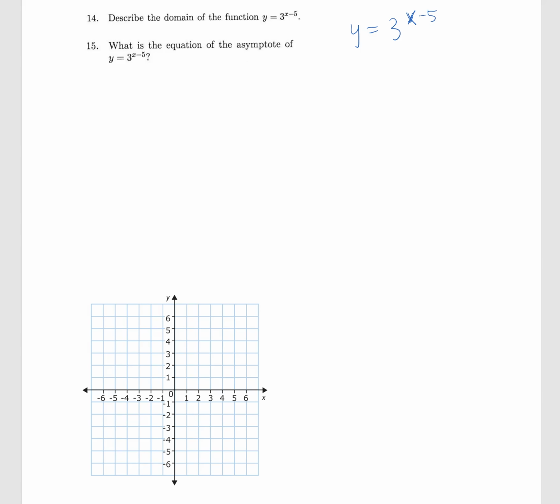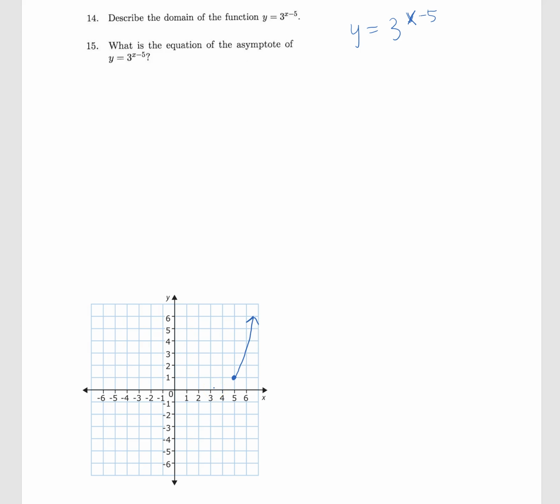What I'm going to start out with is graphing what this function will look like. When x is equal to 5, the exponent is going to evaluate out to 0, and 3 to the power of 0 we know is 1. So when x is equal to 5, y should be equal to 1. As x gets greater than 5, this exponent is going to be a positive number, and 3 to the power of a positive number is going to get increasingly big as x increases. So this is going to go up quite quickly.